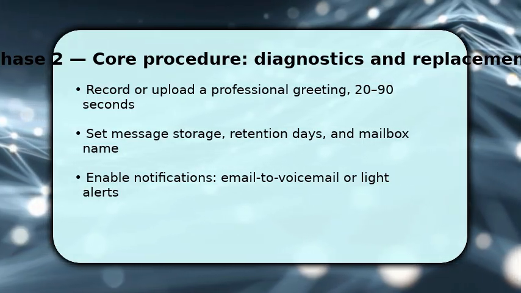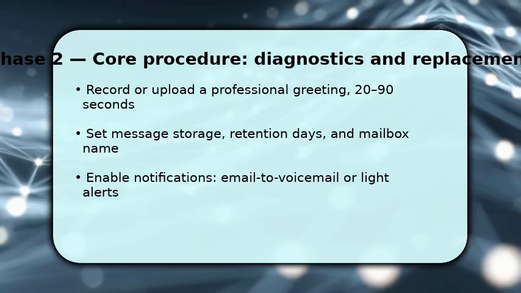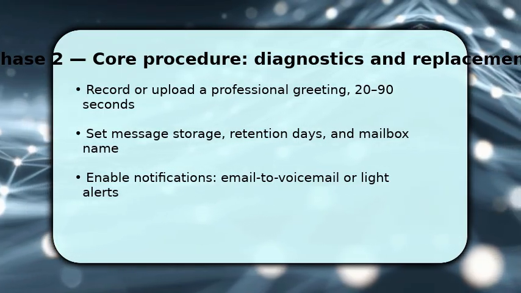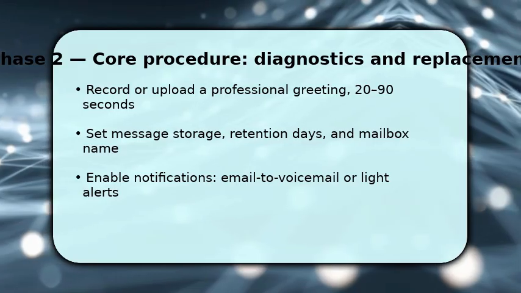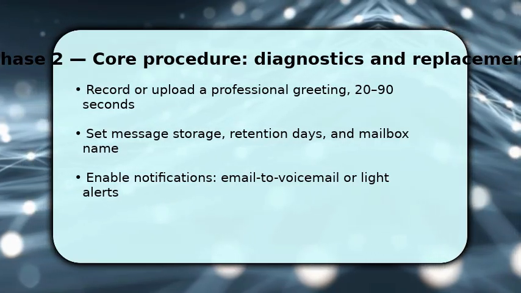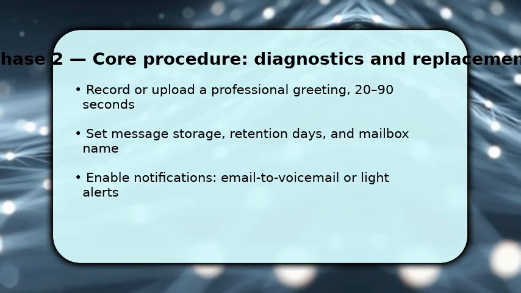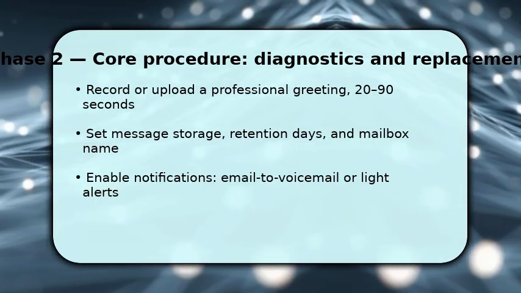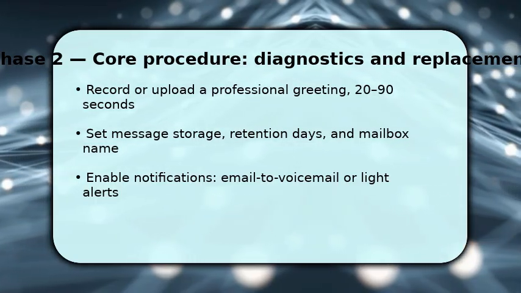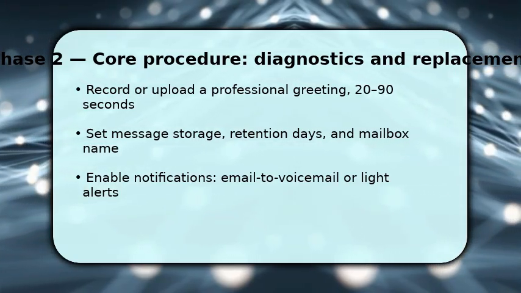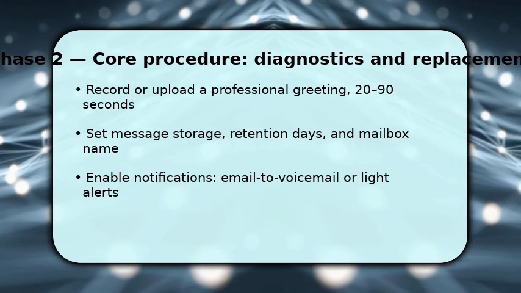Next, set Mailbox preferences: maximum message length, retention days, and mailbox display name so callers see context. Make sure notifications are enabled. Choose email delivery or desk light alerts for real-time awareness. If your system supports transcription, toggle it now so you get text previews of voicemails in your inbox.